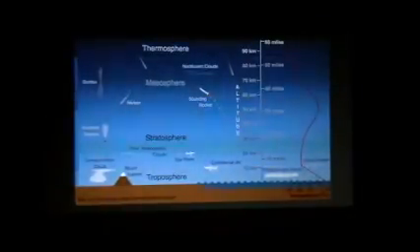Just to show you an idea of what the atmosphere is here. You always like to get students going to space. You're going above the level of the stratosphere. That's how far our influence really goes. Close enough to space.